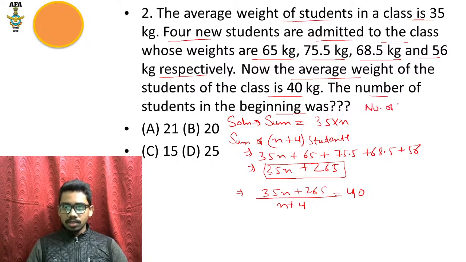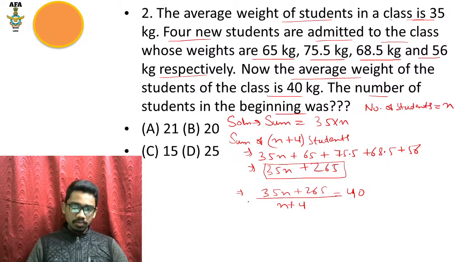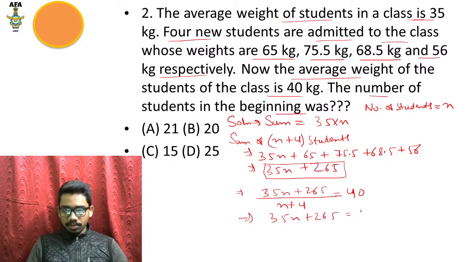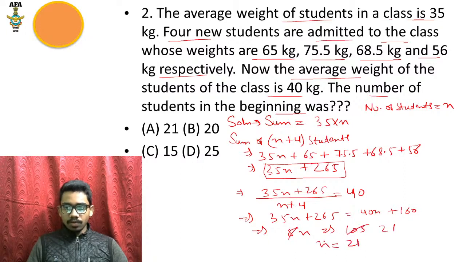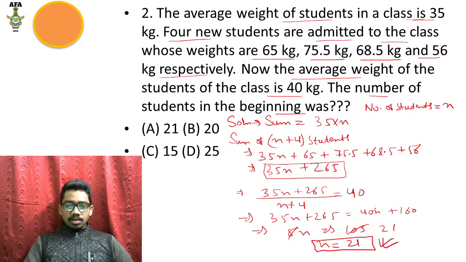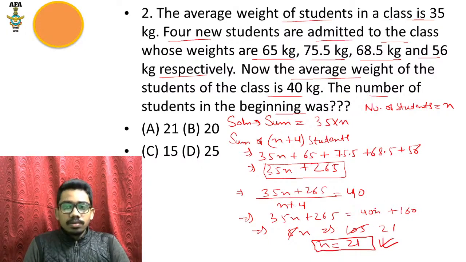I have assumed the number of students equals n. Okay, I will just calculate the values. 35n plus 265 equals 40n plus 160. This will be 5n equals 105, and so n will be 21. The value of n will be 21. Clear? The value of n is 21.